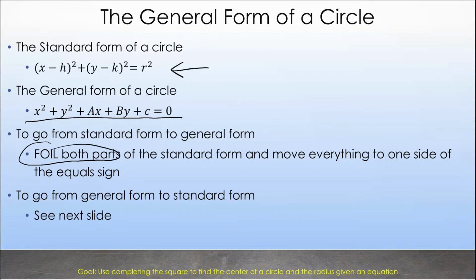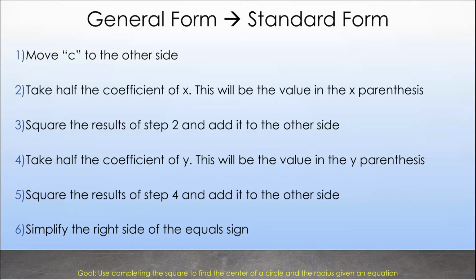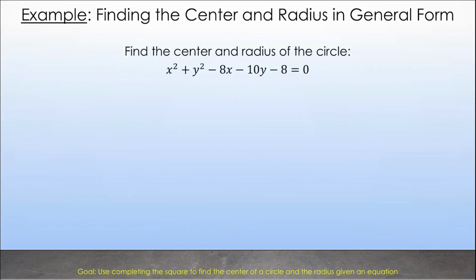That's pretty easy. But to go from the general form to the standard form, we're going to have to use some completing the square. You'll have to actually complete the square twice to create the circle equation. So you're going to move c to the other side, the thing without a variable attached to it. Take half the coefficient of x, this will be the value in the x parentheses, square the result, and add it to the other side. Take half the coefficient of y, this will be the value in the y parentheses. Square the result, add it to the other side, and simplify the right side of the equal sign. So let's go through this.